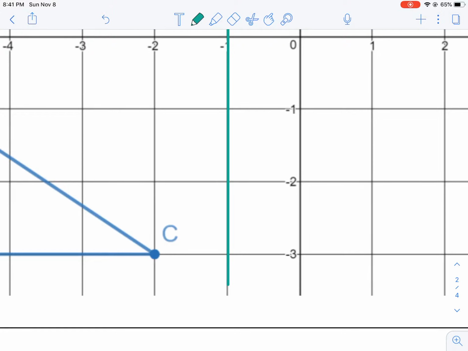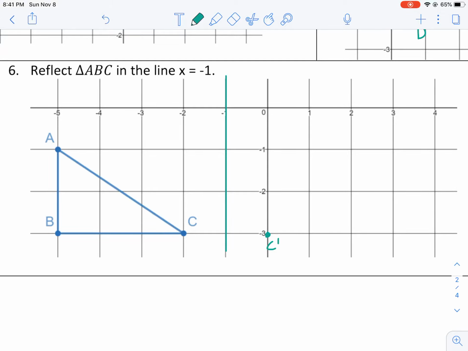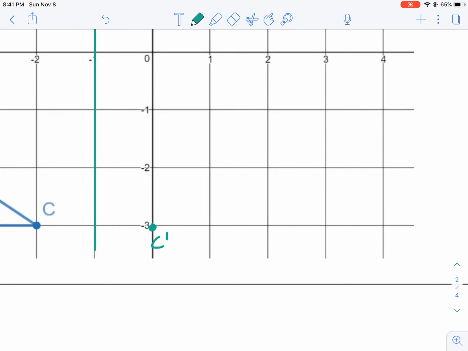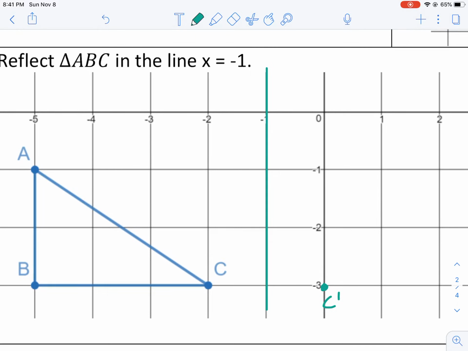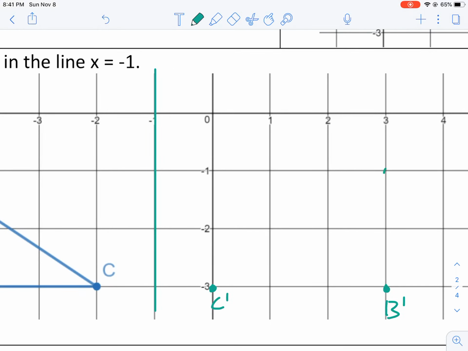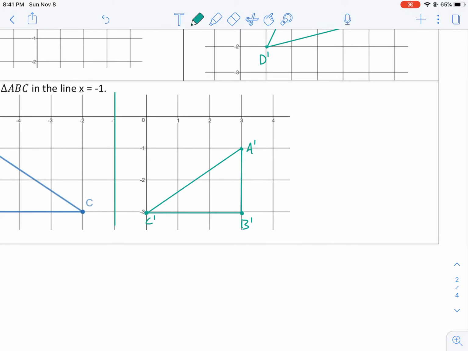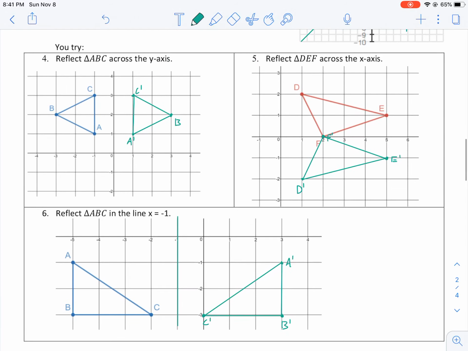So we're going to look at C. C is 1 to the left, so C prime is going to be 1 to the right. B is 1, 2, 3, 4 to the left, so we need to count 4 to the right. 1, 2, 3, 4. There's B prime. And A prime is also 4 to the left, so we're again going to count 4 to the right, and that's going to give us A prime. So that would be how you would do those 3 problems.